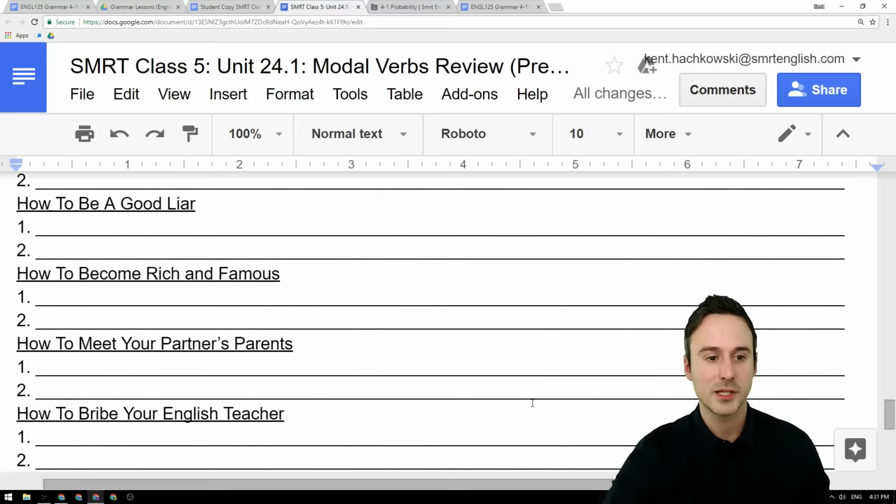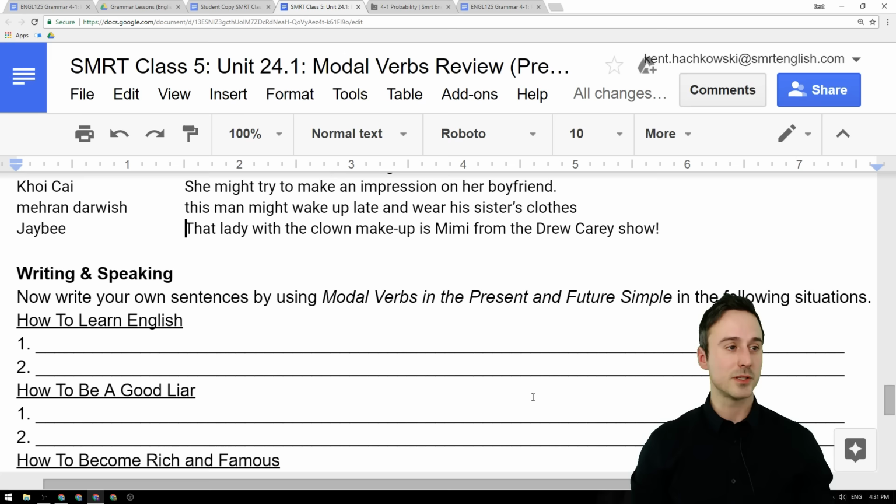For example, here, how to learn English. Oh, you might have to. You might have to go to another country and study. You may have to go to another country and study. You could go to another country and study. You should watch smart English classes and improve your grammar and all that other stuff and your vocab. Okay, so you could do that just as a fun activity. Maybe take a few sentences using have to, using must, and all that, and make a few sentences.